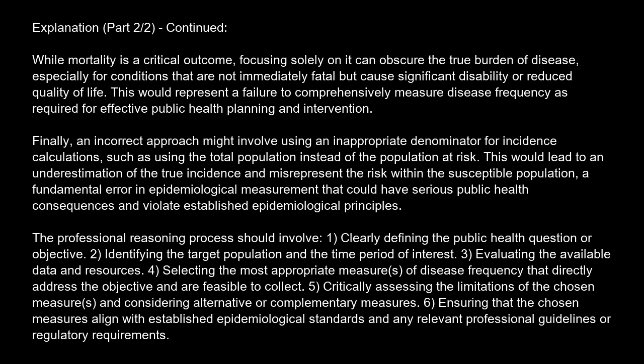The professional reasoning process should involve: 1. Clearly defining the public health question or objective. 2. Identifying the target population and the time period of interest. 3. Evaluating the available data and resources. 4. Selecting the most appropriate measures of disease frequency that directly address the objective and are feasible to collect. 5. Critically assessing the limitations of the chosen measures and considering alternative or complementary measures. 6. Ensuring that the chosen measures align with established epidemiological standards and any relevant professional guidelines or regulatory requirements.